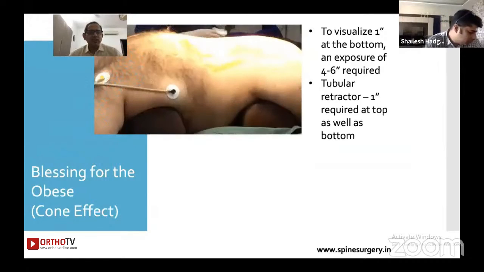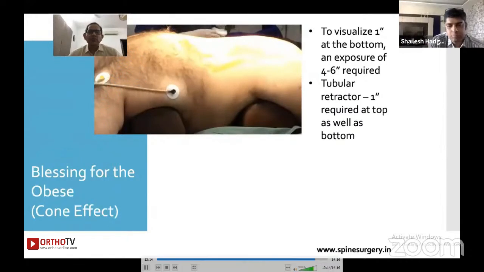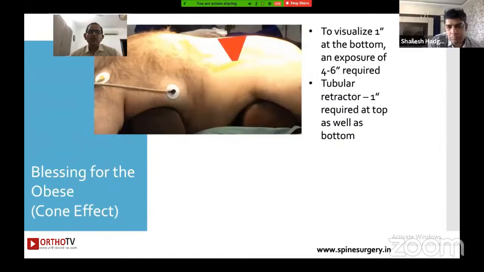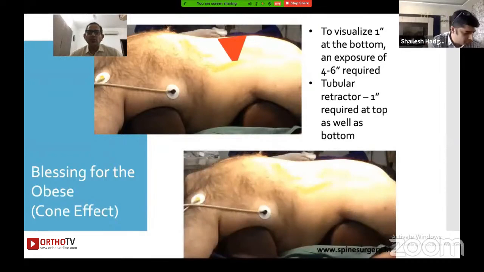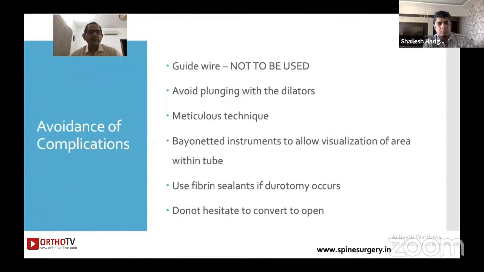The tubular system has become quite a blessing for the obese patient, because in order to visualize an inch at the bottom, you need to expose almost 6 inches at the top. Whereas with the tubular system, all you require is an inch at the top as well as at the bottom, and the skin incision is very tiny.